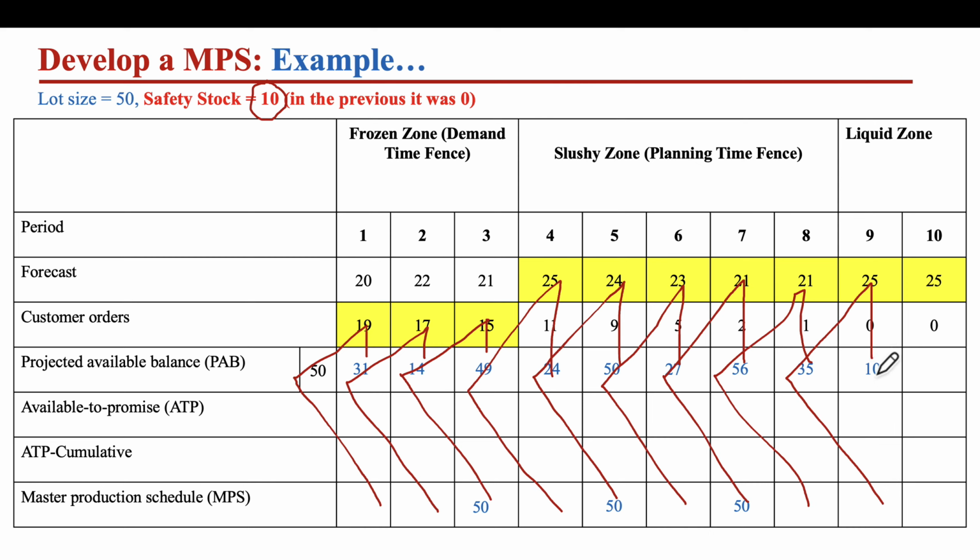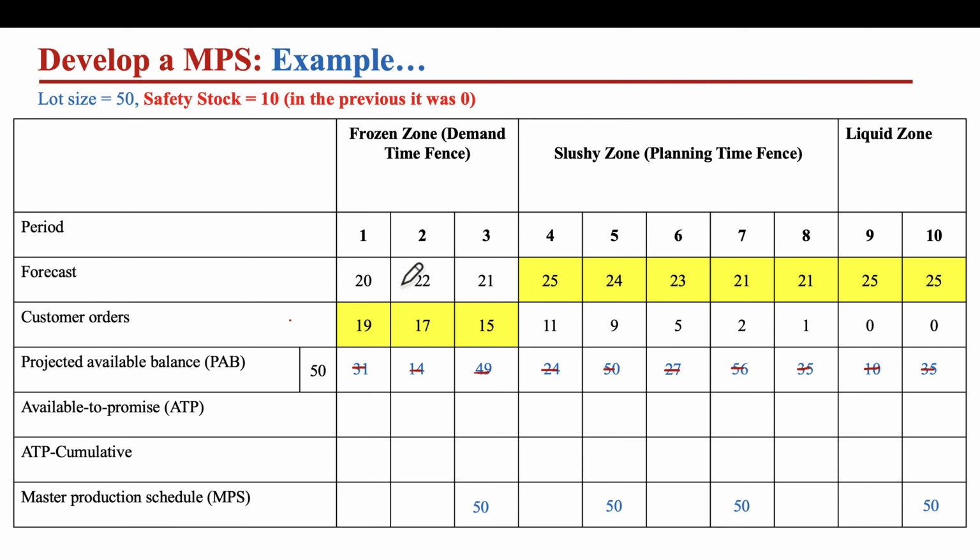Now, is this 10 sufficient to meet the demand for 25? No. So we will be producing here 50 units. And our PAB will become 50 plus 10 is equal to 60. 60 minus 25 is equal to 35.